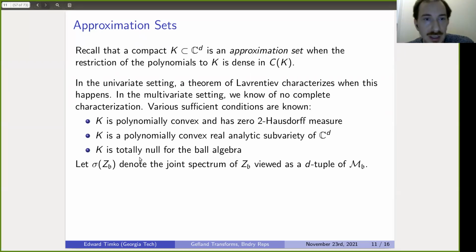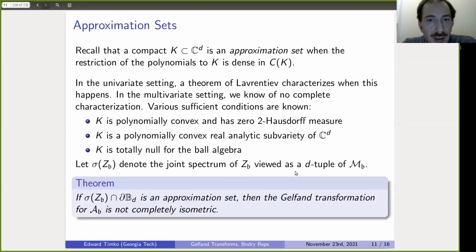Well, I'm going to let sigma of Z_B denote the joint spectrum of Z_B viewed as a d-tuple of operators sitting inside of M_B. Equivalently, you could take sigma to be the Taylor spectrum of Z_B, so that these will give you an equivalent picture in this context. But what you can say is that if we know that the joint spectrum intersect the unit sphere is an approximation set, then the Gelfand transformation of A is not completely isometric. Right. So that's yet another case that we have.